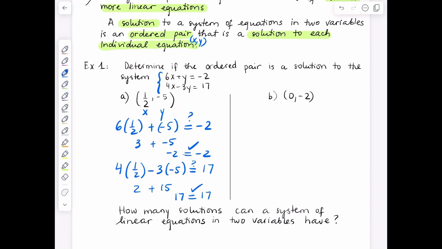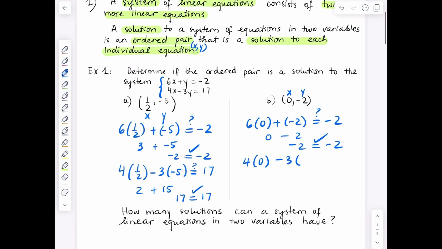Part B, we have a different ordered pair. So let's plug 0 in for x and negative 2 in for y in both equations to see if it's going to work out. First equation, 6 times 0 plus y is negative 2. We'll see if it's equal to negative 2. 6 times 0 is 0. 0 minus 2 gives you negative 2. Negative 2 is equal to negative 2. So that works out.